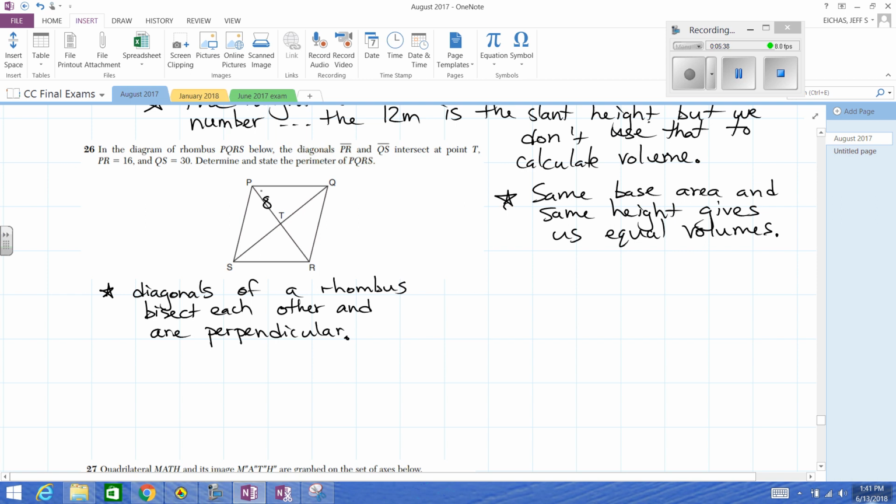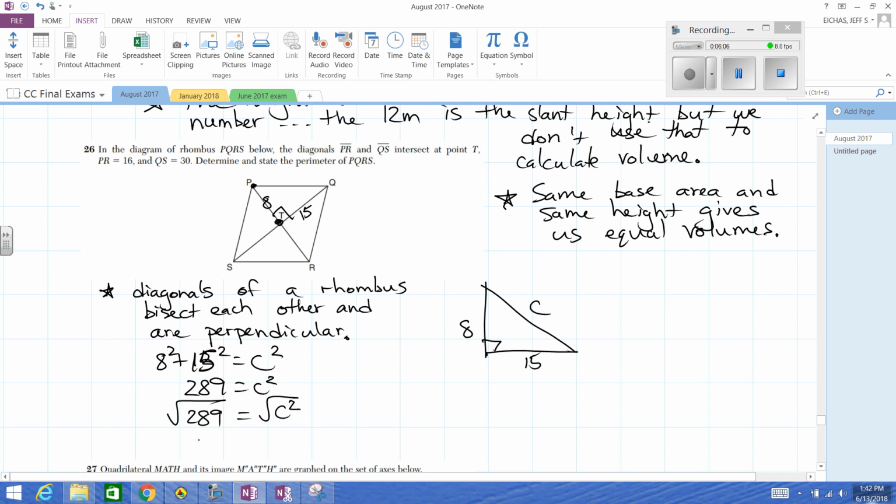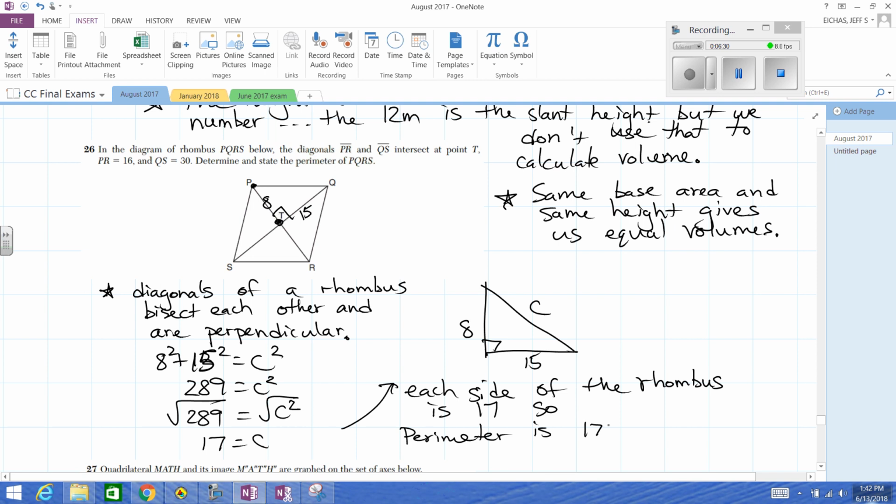So if PR is 16 and P to T is 8, there's a right angle there. If QS is 30, Q to T is 15. So what we end up having is a Pythagorean theorem problem. So we'll go 8 squared plus 15 squared equals PQ squared. That's 289, square root, and we get 17. Okay, so now each side of the rhombus, since the sides are all the same for a rhombus, is 17. So perimeter is 17 times 4, which is 68. Okay.